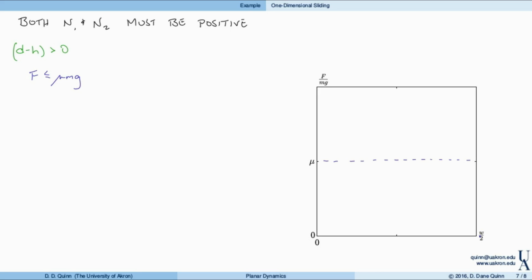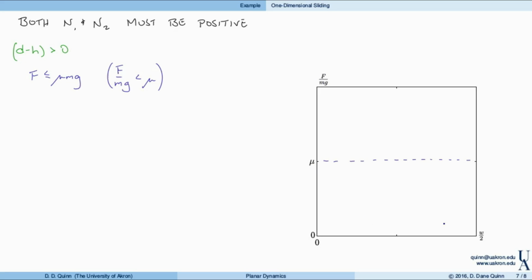Right, so that's half the width of the block, and this non-dimensional force is the applied force F divided by the weight. So for this case, the critical value is F over mg less than mu. So that would be down here, right? So again, F over mg is less than mu.